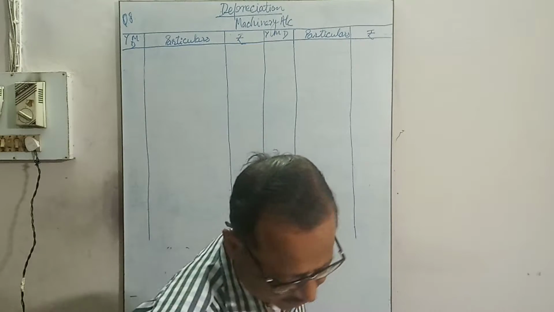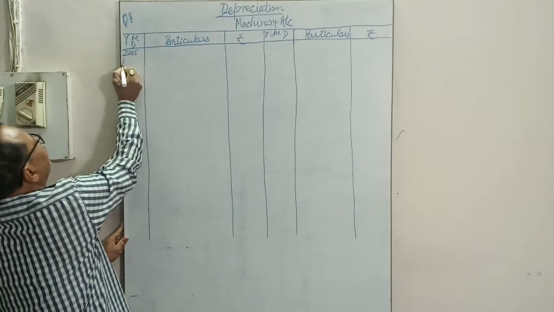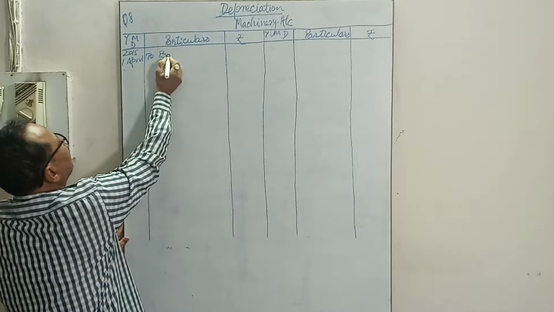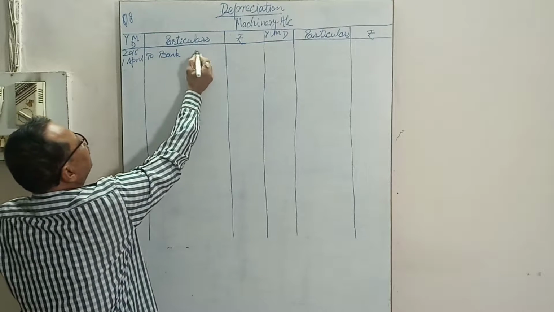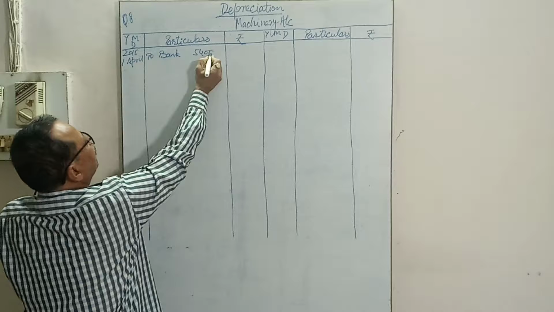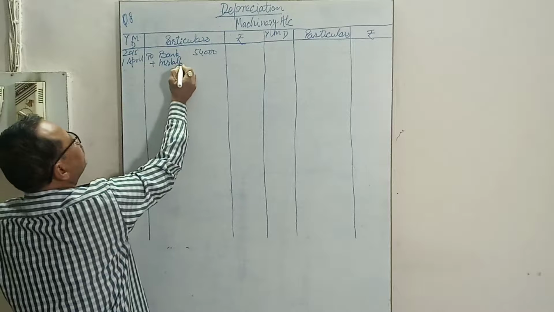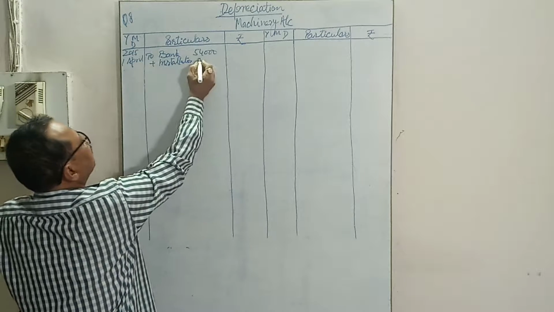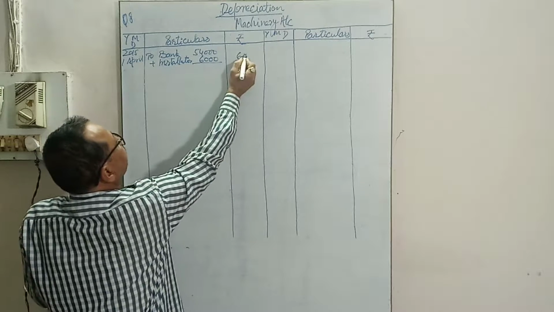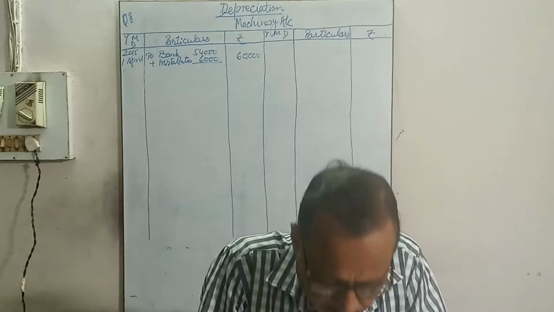The very first machine is purchased on 1st April 2015. 1st April, to bank, it is 54,000, plus installation. The installation expenses are included in the machinery cost. Installation 6,000. Total machinery cost is 60,000 rupees.